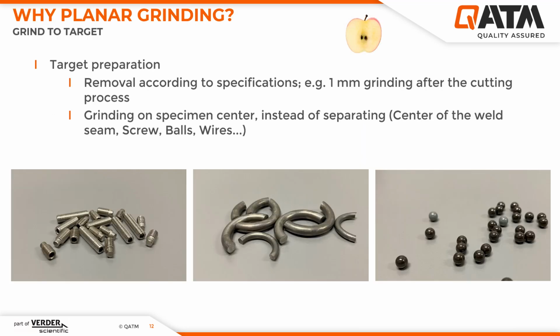Now we want to talk about the third main application of plane grinding to a target plane. The goal is to achieve accurate material removal in the shortest possible time. Examples for this are weld seams, screws, balls, or wires, which are mounted and ground down to the middle of the sample. With the help of grinding, the cutting of the samples can be omitted and the desired target level can be achieved very precisely.